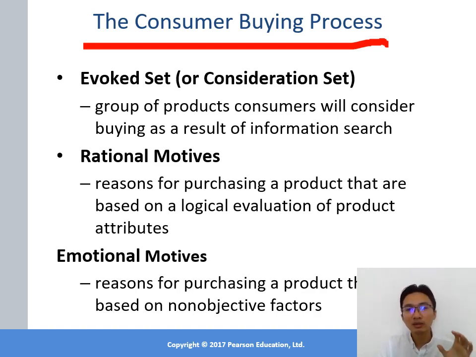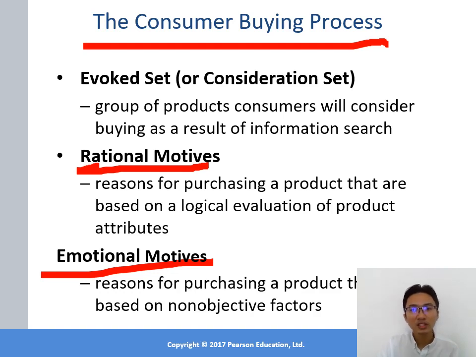Ultimately, we all make purchase decisions. The buying decisions are based on rational motives, emotional motives, or even both. Rational motives involve the logical evaluation of products or attributes. You evaluate cost, quality, usefulness. Emotional motives involve non-objective factors, which include sociability, imitation of others, or maybe aesthetic self.